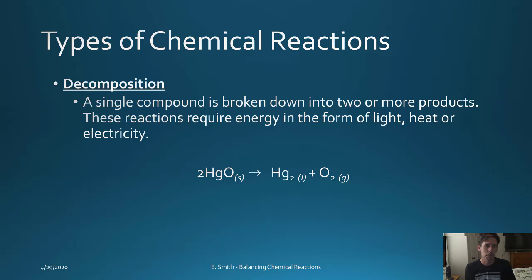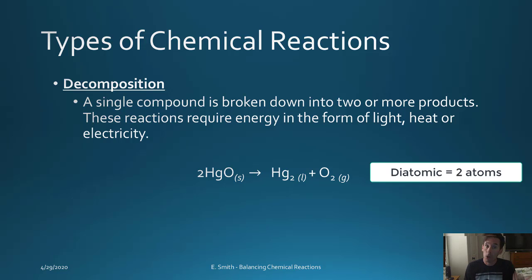But you can see here I have mercury oxide that is being broken down into mercury and oxygen. Okay? And again, I've balanced the equation with the coefficient in the front for the mercury oxide with a 2. And you will notice that we form 2 diatomic molecules. These are bonded covalently.